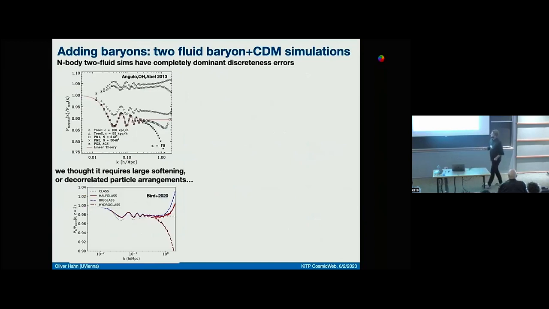Something else in this line: if we have 2 fluids instead of 1, then the problem was always that we didn't get the relative growth correct. I don't know, this cost me a year of my life, like 7 years ago. We didn't really fix it. We thought back then you have to add a larger softening. There was also a paper by Simon Bird about this where they claim that you solve this problem with decorrelated particle arrangement. So again, discreteness effects completely wash out the small difference between baryons and dark matter.